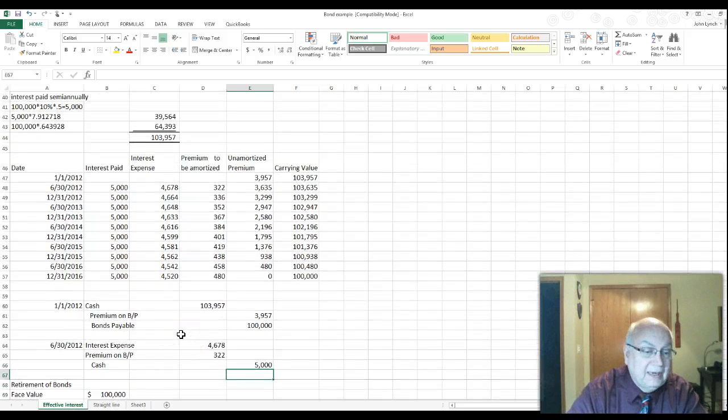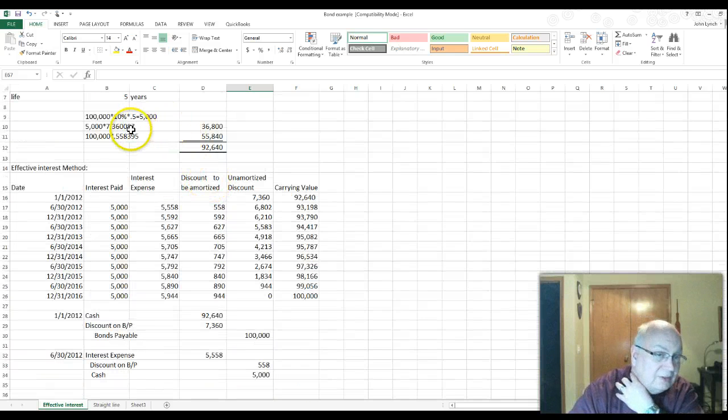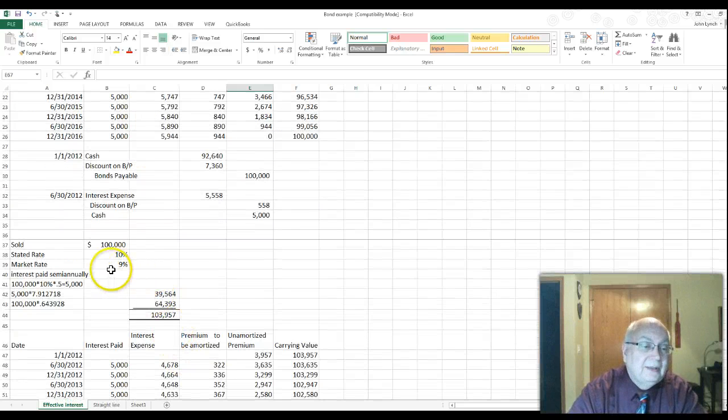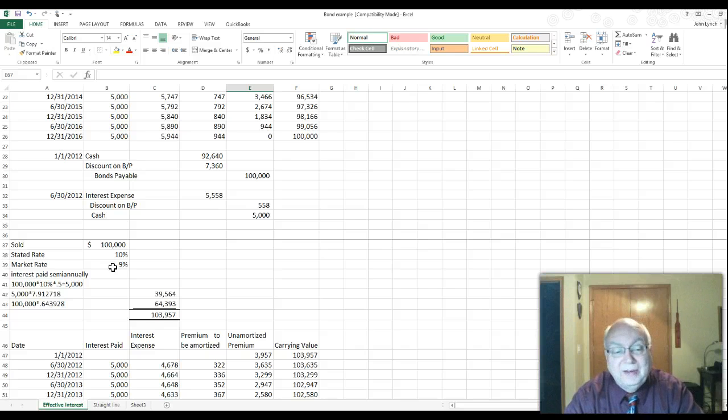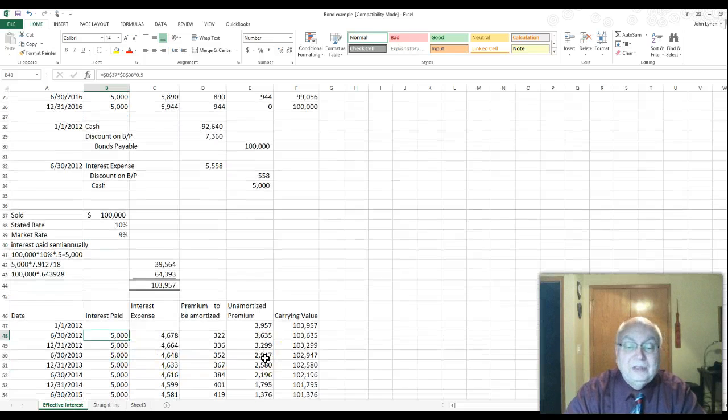So to recap a little bit, remember the discount up here. Use the same tables for these, except on the tables, use the market rate. If it's quarterly, you divide it by 4, and then multiply the time period by 4. So you have to look at the time period you're talking about. But always use the market or the effective rate for the tables. The stated rate is only used to calculate the interest paid. So that should be it for this one, and we will see what happens with the discounts.